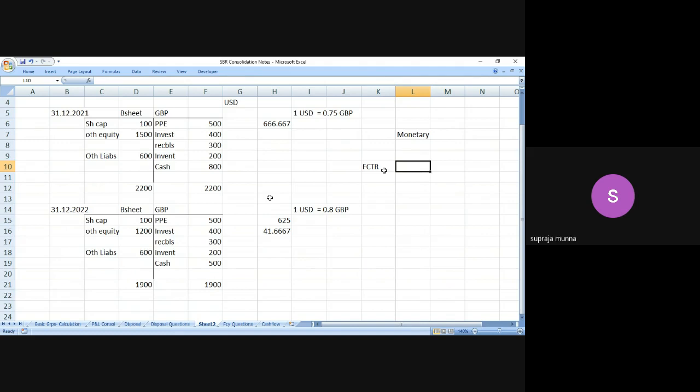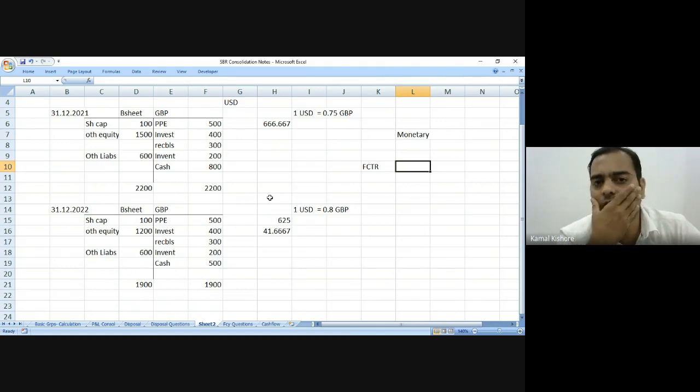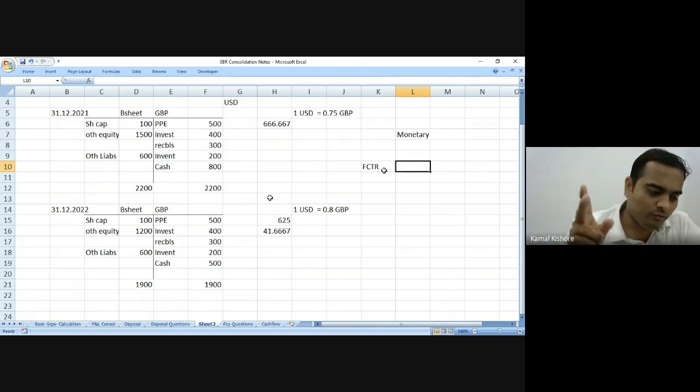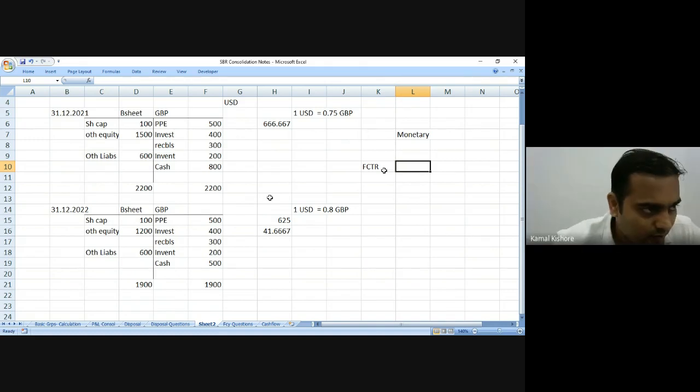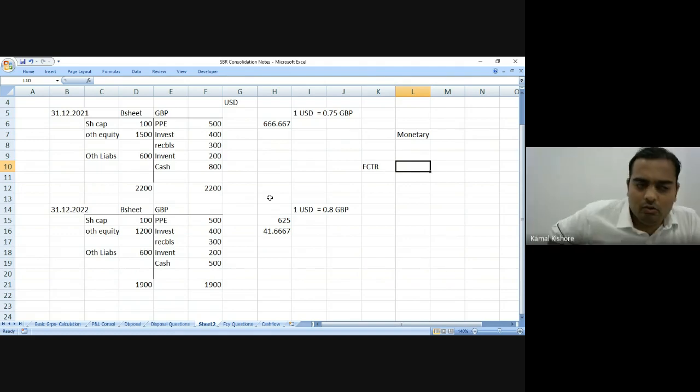If it is a P&L related gain or loss, that we will capture in P&L. Where is the question of P&L related gain or loss? When will P&L gain or loss come? When we are talking about the transaction. If you remember, we earlier studied IAS 21. This is also part of IAS 21.